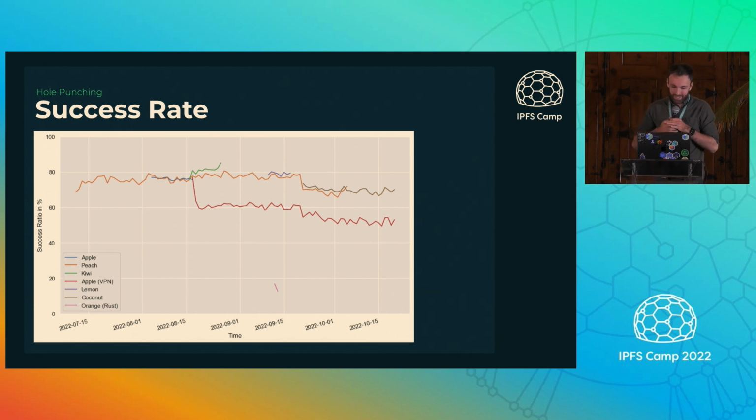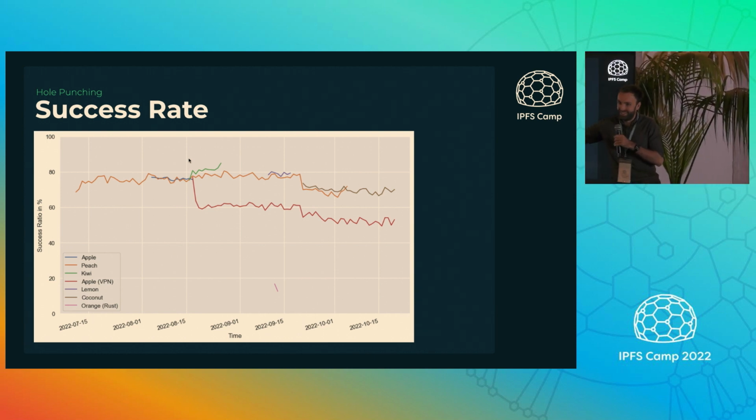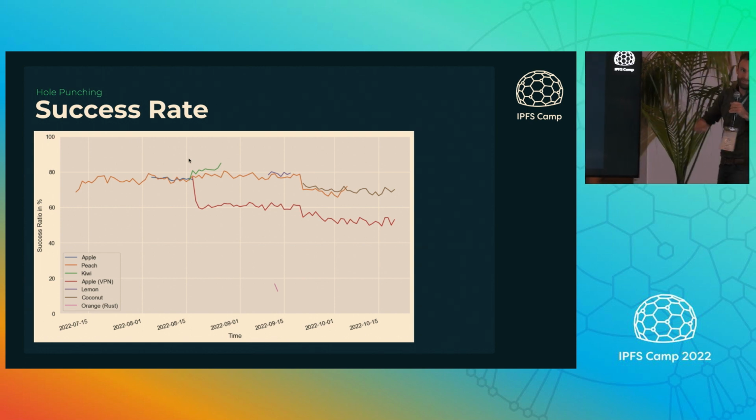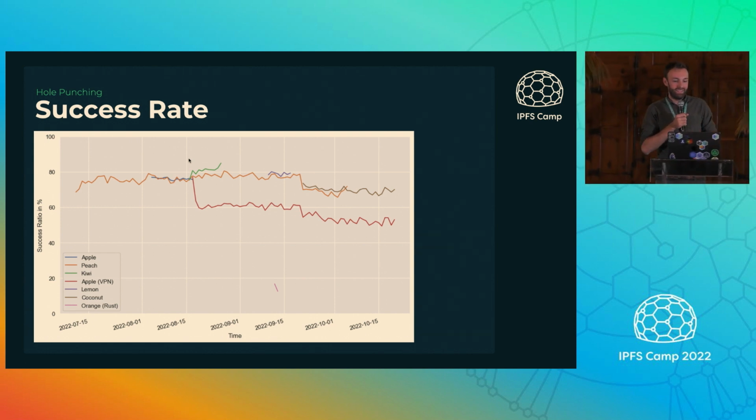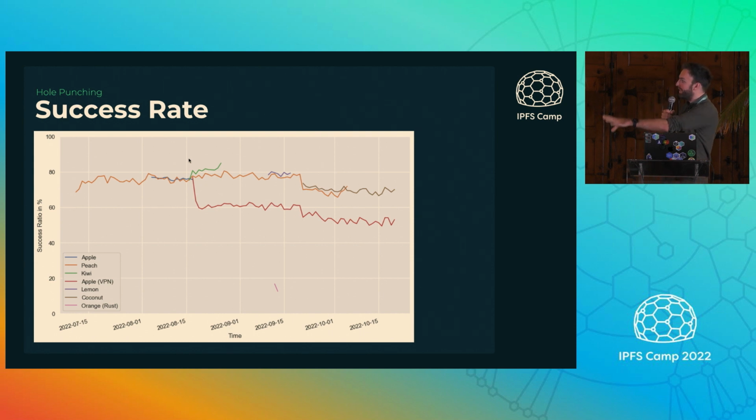And then there's this, do I have the cursor here? Well, I will just show it here. This little bit here is just a brief moment where a Rust client was deployed. And we need to look into why the success rate of the Rust client is so low compared to the other clients. All the other clients are Go clients using the Go implementation. We need to look into that at this point.